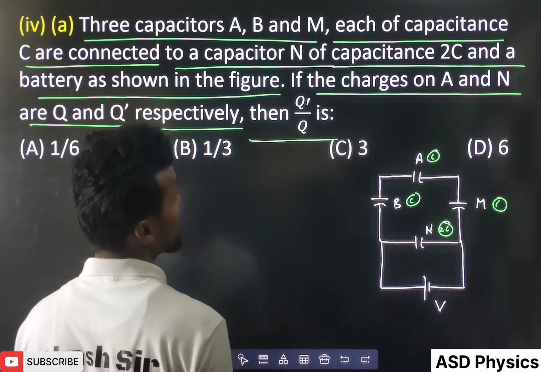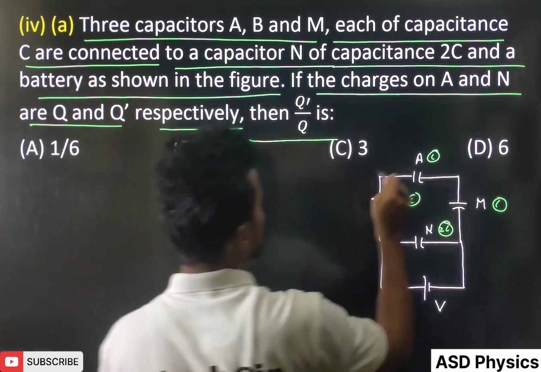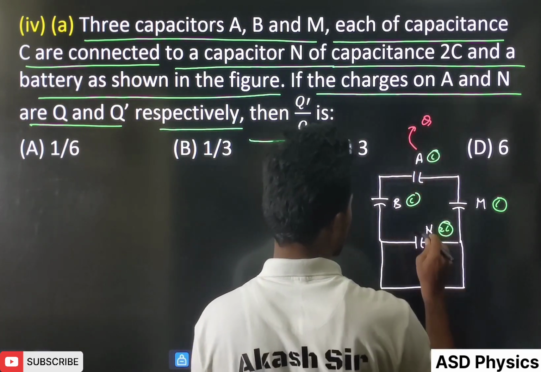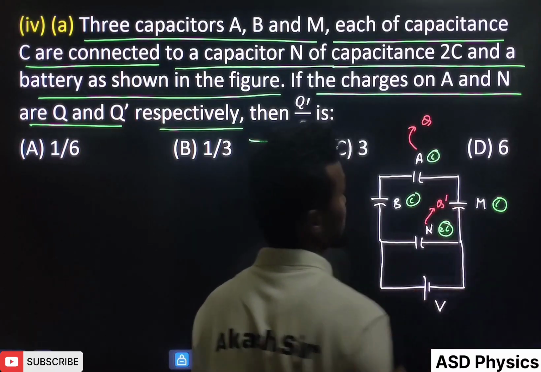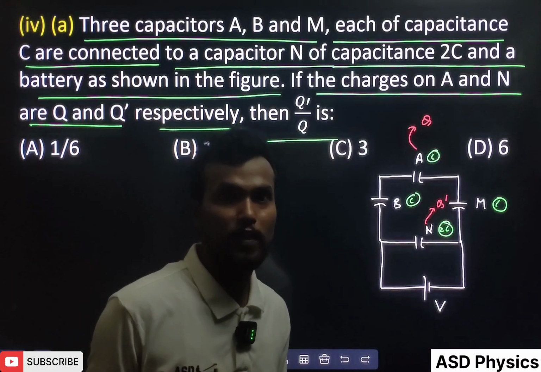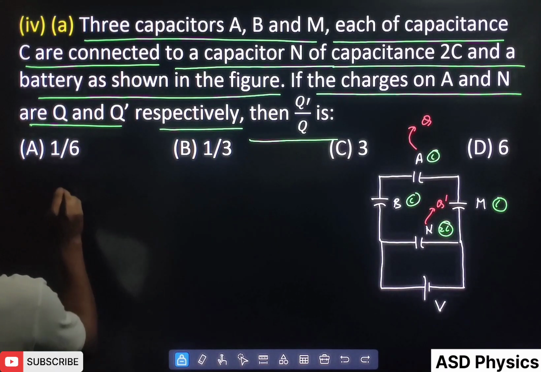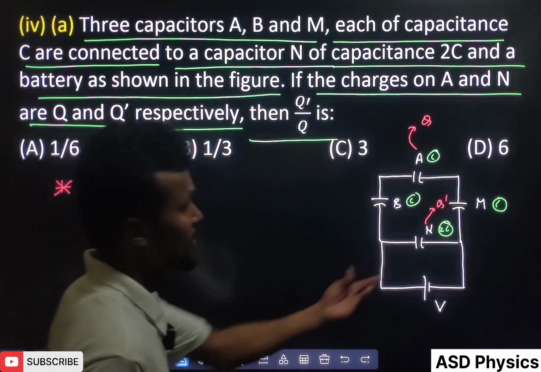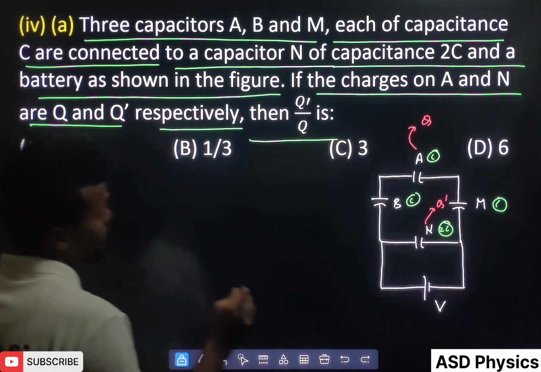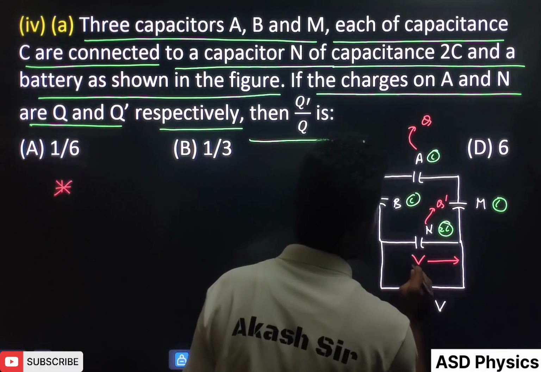Okay. So remember that here on A, how much charge is there? They are telling Q charge. Here Q charge is coming. And on N, how much charge is here, students? Here the charge is Q dash. So here what will happen? Students, kindly remember that here on N directly you can see the potential difference is V.